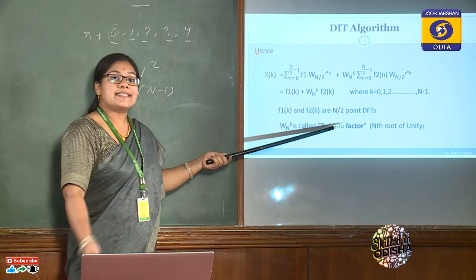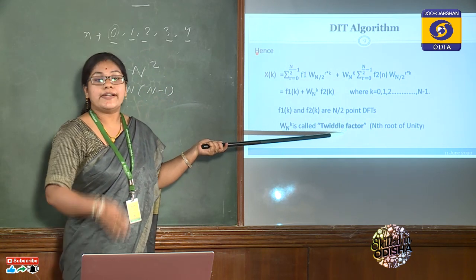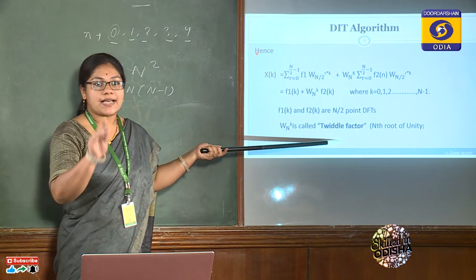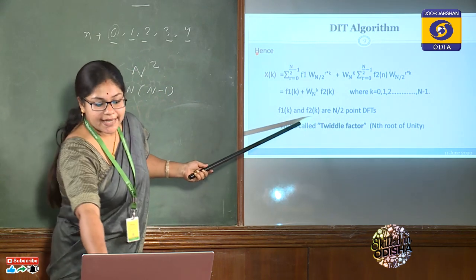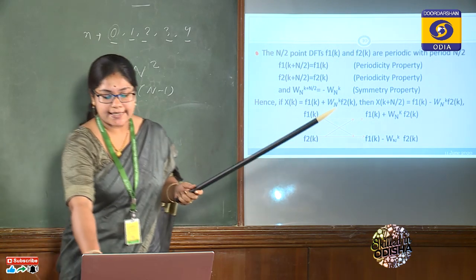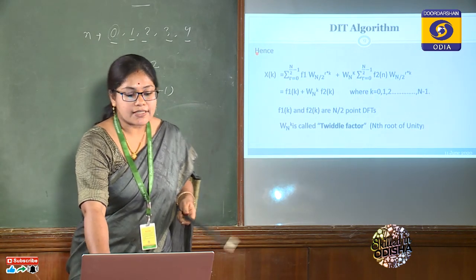Similarly, in the next stage also we will decompose. We will decompose up to what? Up to until we get 2 samples. So next will be your second stage decimation. But before going to the second stage, we will discuss this twiddle factor.